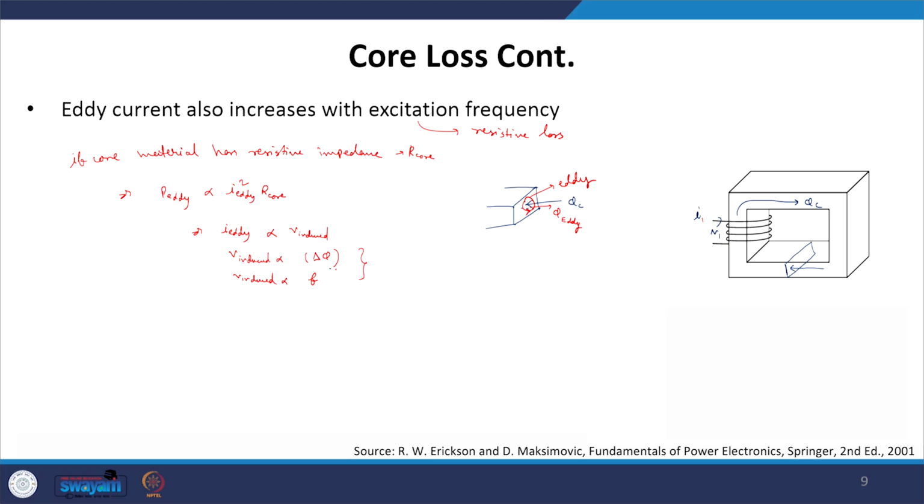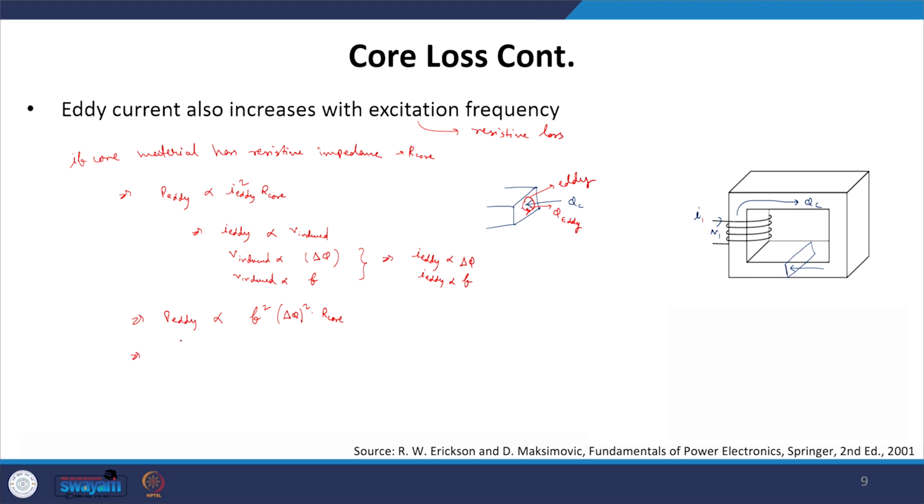So from these two things we can say that the eddy current induced is directly proportional to the change in the flux delta phi, and also proportional to the frequency of excitation. So we can write our eddy current loss as proportional to f square times delta phi square times the resistive impedance of the core. This considers our core having resistive impedance, because if we have capacitive impedance then this relationship may vary, and some other frequency term may come into the picture.